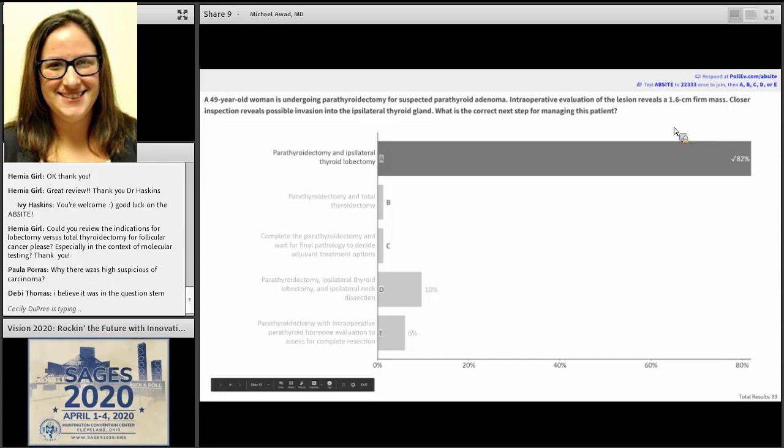Sure. So for follicular cancer, if it comes out to be cancer, you're going to go back and do the total thyroidectomy. The molecular testing is kind of risk stratifying, and I don't think that they're going to get as into the weeds with that on the ABSITE as to say whether you should initially do a total thyroidectomy or not, but it could show up in the questions that molecular testing is possible.